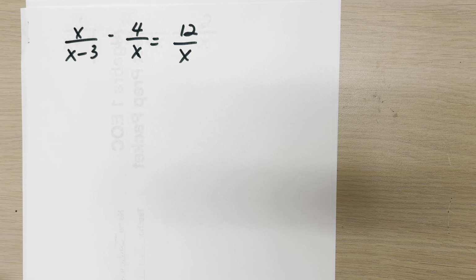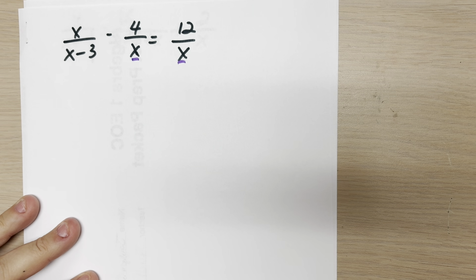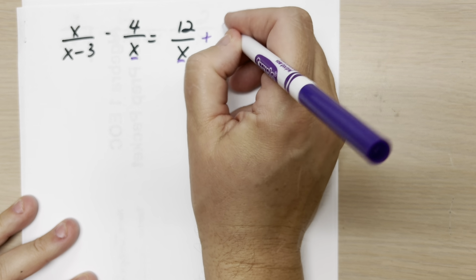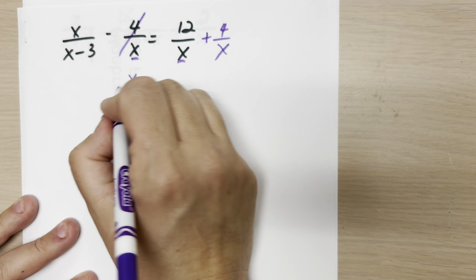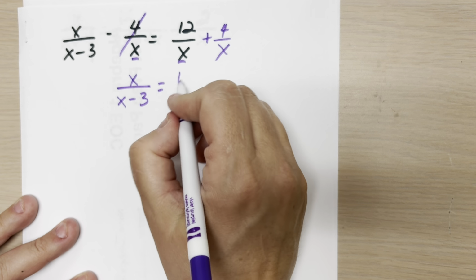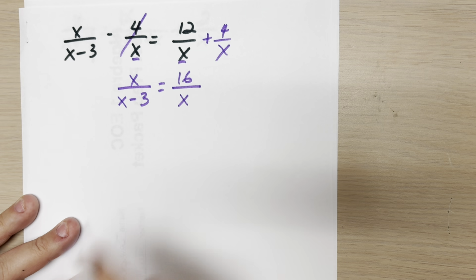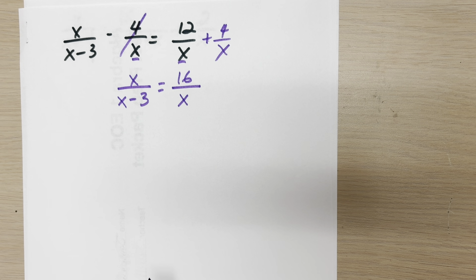Let's look at something like this. x over x minus 3 minus 4 over x is equal to 12 over x. Okay, so I want to create a proportion if I can. See how we have the same denominator here? I'm going to go ahead and add this 4 over x on both sides so it cancels out from the left. I now have x over x minus 3 equals 12 plus 4, which is 16 over x. Remember, when you're adding, keep the denominator. You don't do anything weird like multiply it, okay?